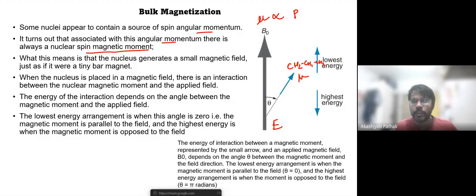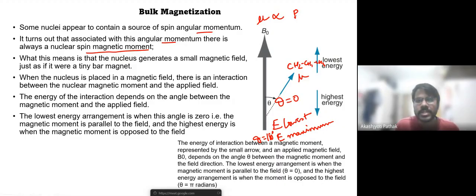So what will be the lowest energy? Lowest when theta is equal to zero. When theta is equal to zero, the energy of interaction will be lowest, and when theta is equal to 180 degrees, then what will happen? Then the energy will be maximum. Okay, lowest energy when theta equals zero, that is what is shown in the figure, and when theta equals 180 degrees, it will have the highest energy.